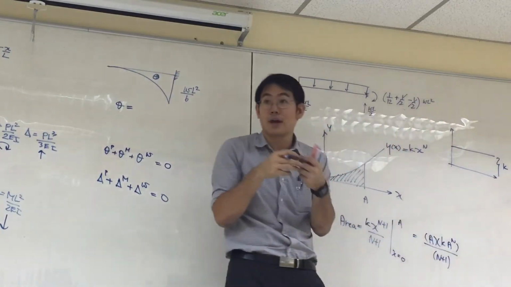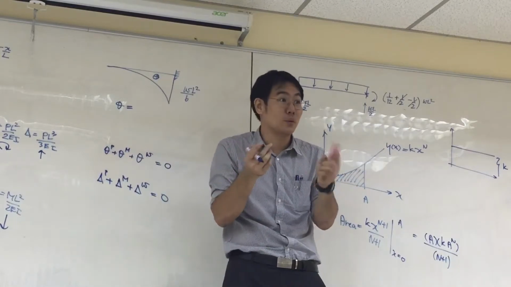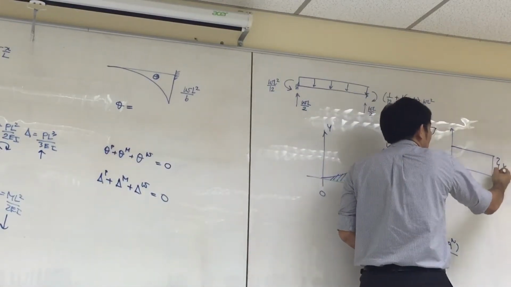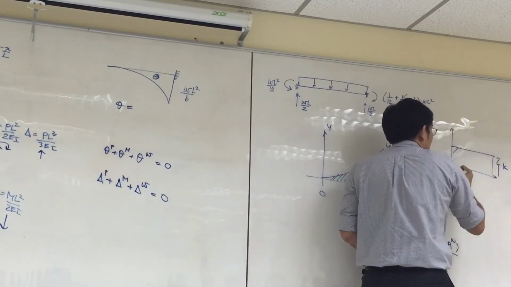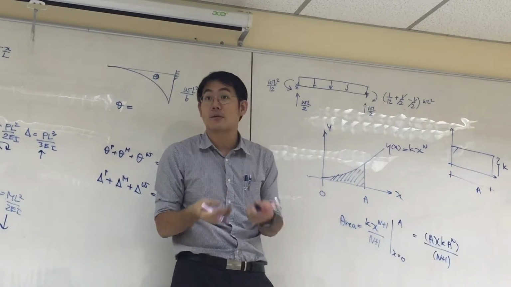Because k times x to the power of 0 turns out to be just 1, right? So this y value is equal to k. If you integrate, you get k multiplied by a. That's it. That's a rectangle shape.